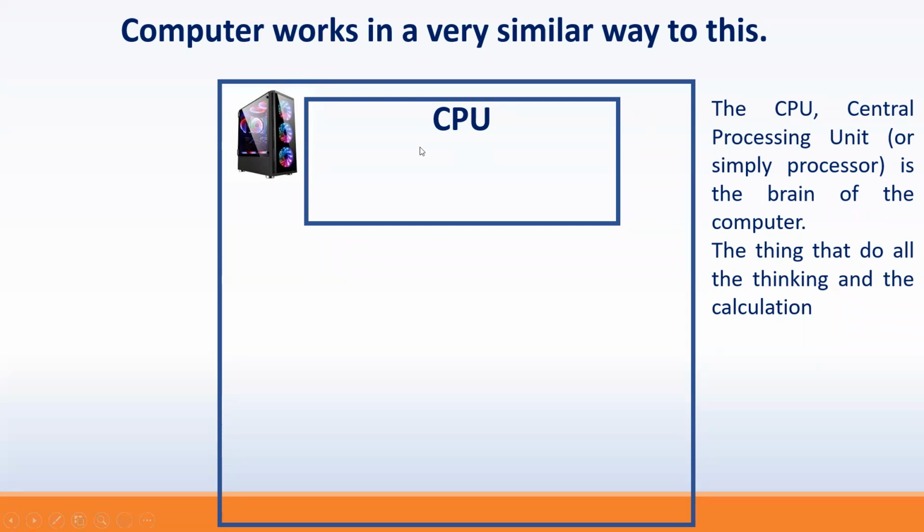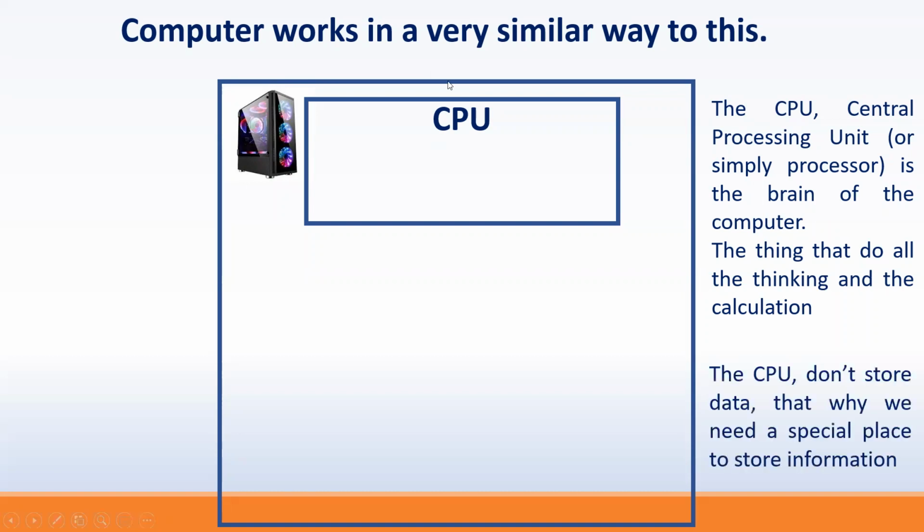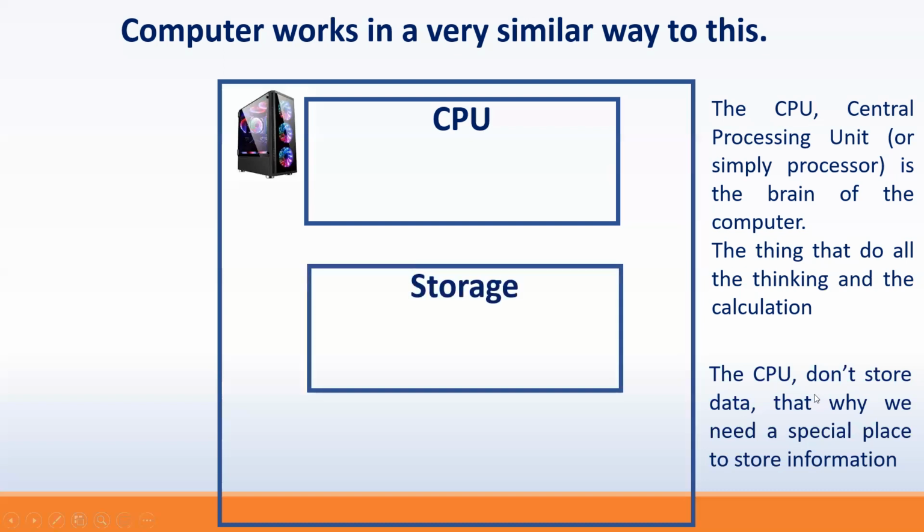Good. Somebody will ask, Hassan, how does it actually do that? I'll explain it later. But let's now say that the CPU is the one that thinks. Now, the CPU has a small problem. He doesn't remember. He has no memory. That's why he needs a storage memory next to him, somewhere to store the information, somewhere to store the data.